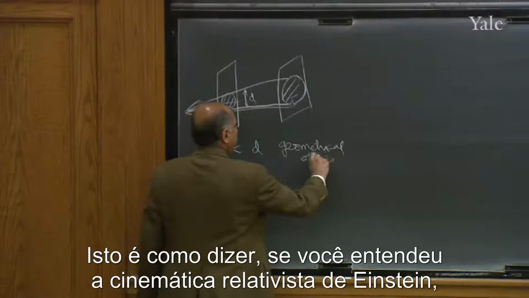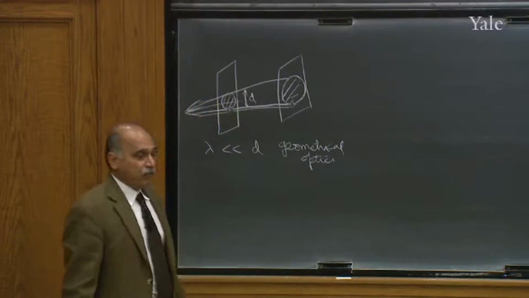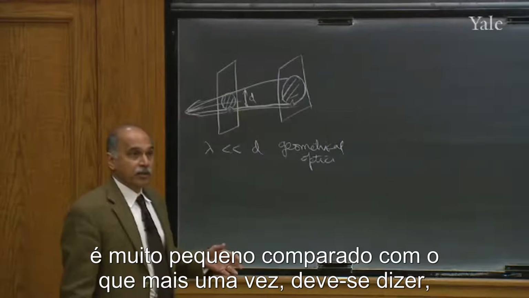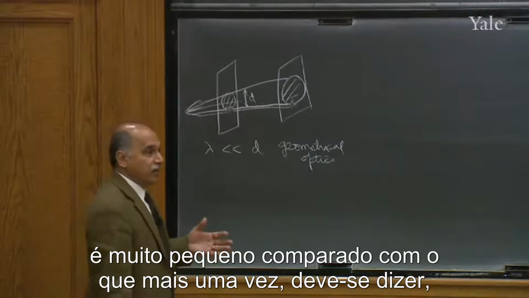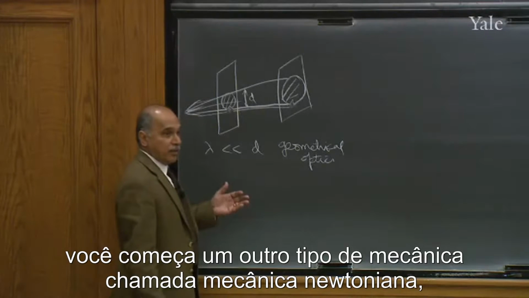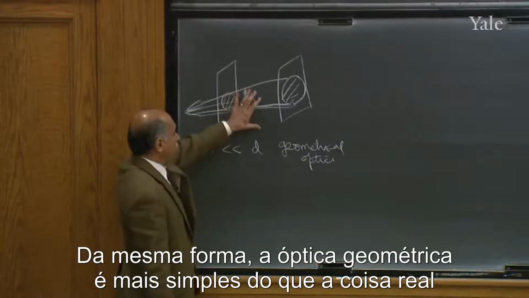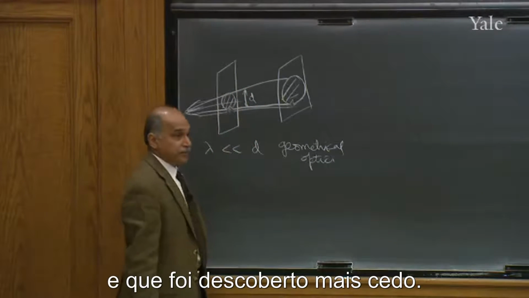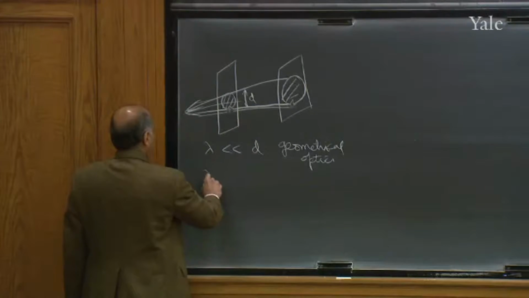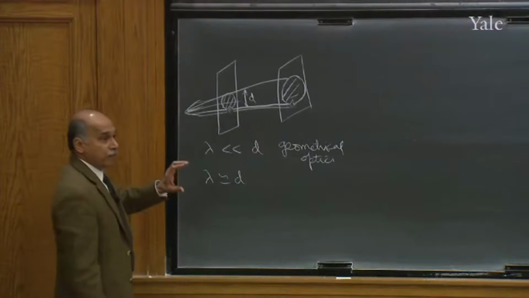It's like saying, if you have understood Einstein's relativistic kinematics, if you go to small velocities, again, one must say small compared to what? The answer is small compared to the speed of light. You get another kind of mechanics called Newtonian mechanics, which is simpler and was discovered first. Likewise, geometrical optics is simpler than the real thing, and it was discovered earlier. You will know that this picture is incomplete if lambda becomes comparable to the size of that hole.